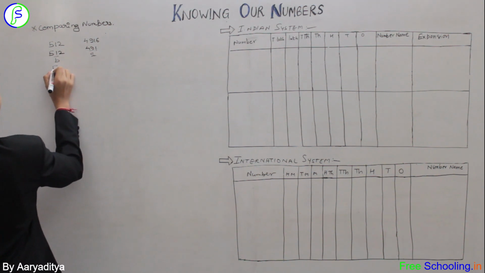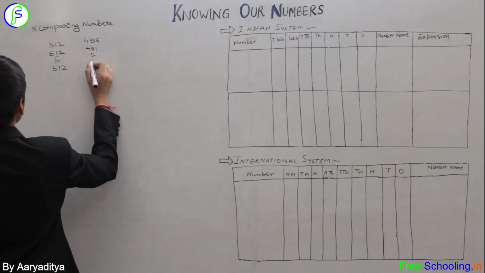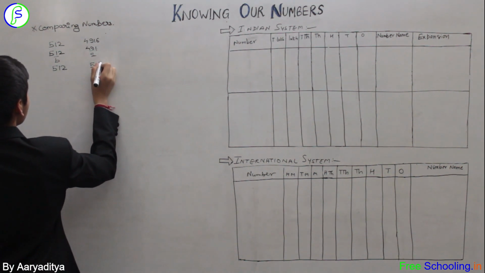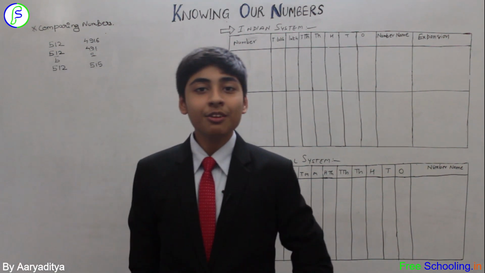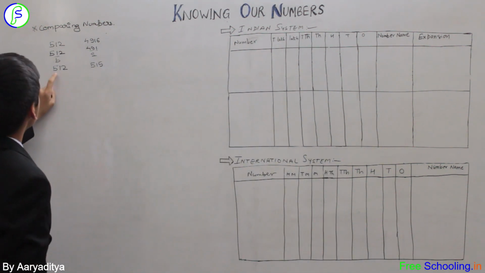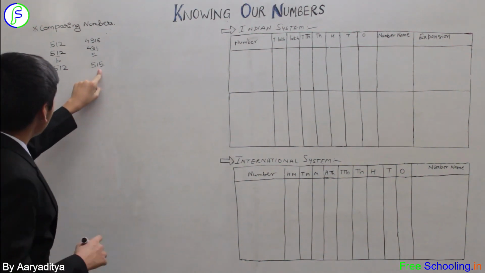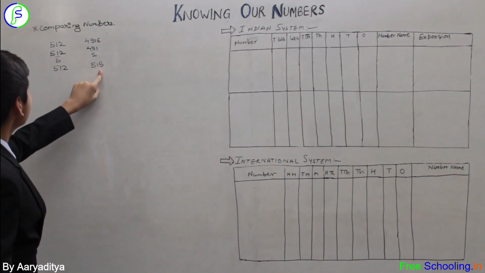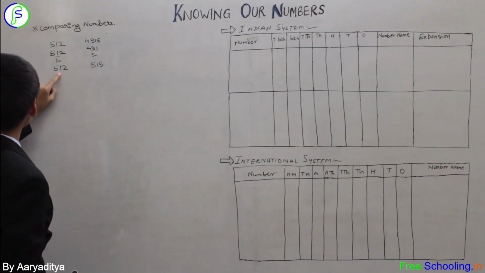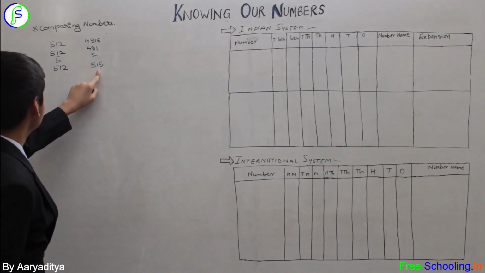So let me come to this one. We have 512 and we have 515. Now what do you think, which one is bigger? Let me help you out. The number which occurs here is 5, and the number that occurs here is also 5. Okay, let's take the second place, where we have 1. But what about here? We have 1 too.